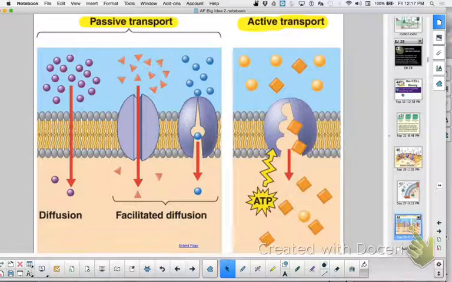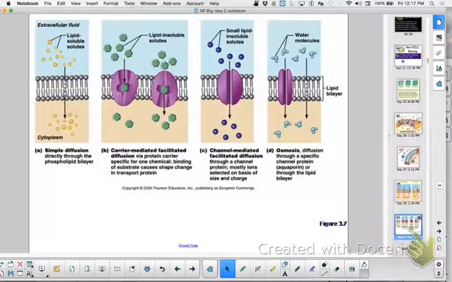Okay, there are other forms of active transport besides the sodium-potassium pump. Can anybody name what those other forms of active transport are? Exo and endocytosis, perfect.